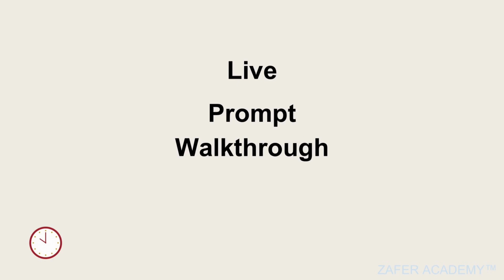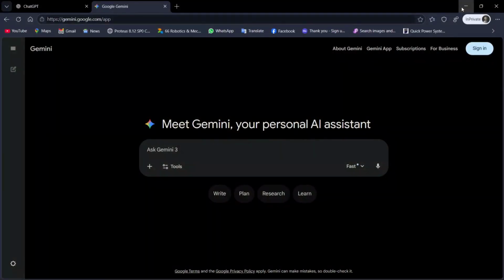For the first 3 days, we've built with ChatGPT. ChatGPT has been our main AI agent. Today we are going to be working with Gemini. Gemini is the AI agent by Google. ChatGPT is the AI agent by OpenAI. So today we are going to try out Gemini and see what Gemini can do for us.